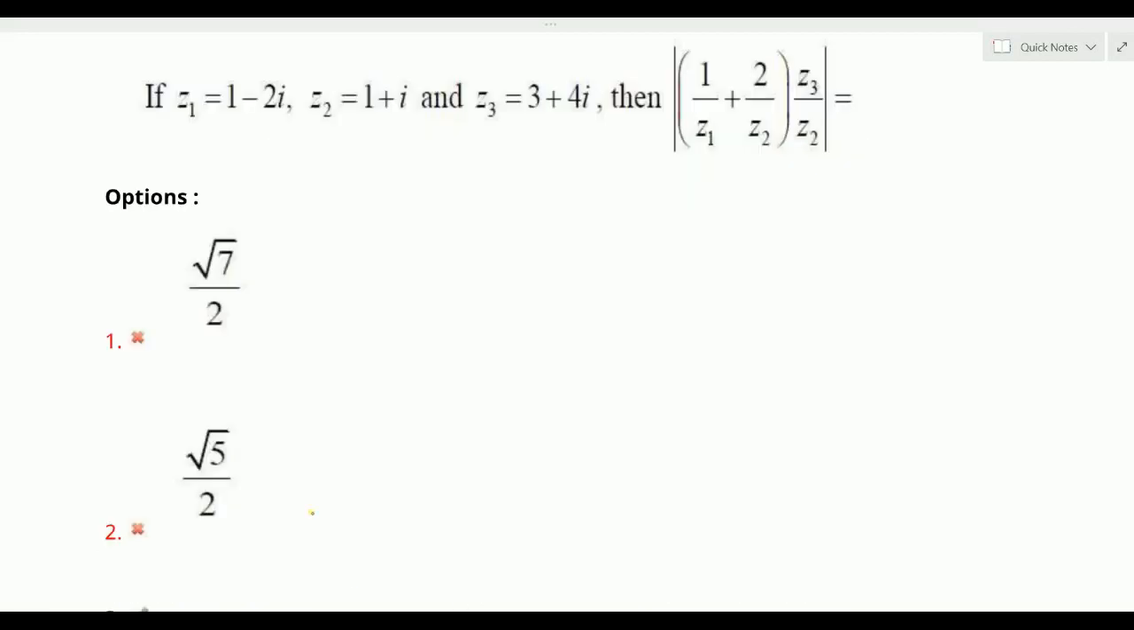Look at this question. What is given? Z1 is given as 1 minus 2i, Z2 is 1 plus i, and Z3 is 3 plus 4i, and he is asking the modulus of (1 by Z1 plus 2 by Z2) of Z3 by Z2. For this, first we simplify 1 by Z1 plus 2 by Z2. 1 by Z1 means 1 by 1 minus 2i, plus 2 by Z2, which is 2 by 1 plus i.